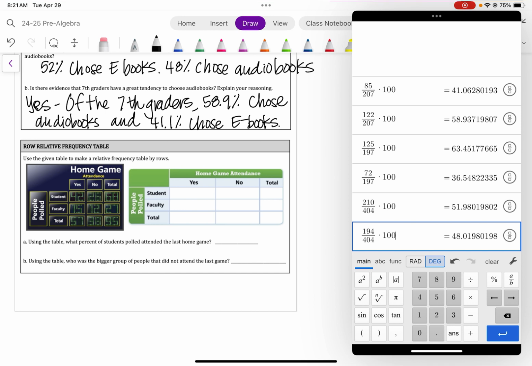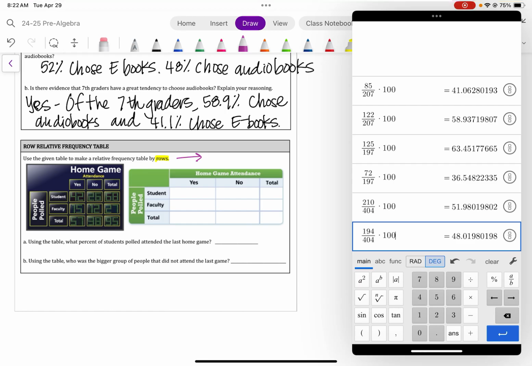Okay. Now we're going to just do the same thing, but we're going to do it by rows. So remember that rows go left and right. I should have said above that columns go up and down. Okay, so we're going to look at this data from the people at, looks like maybe a basketball game. So using the table, what percent of students polled attended the last home game?